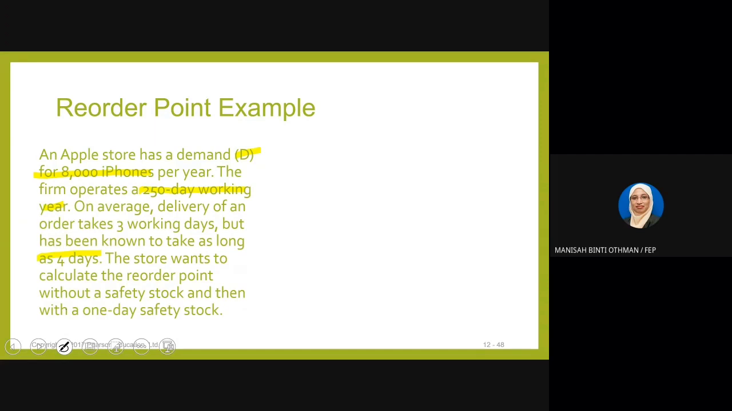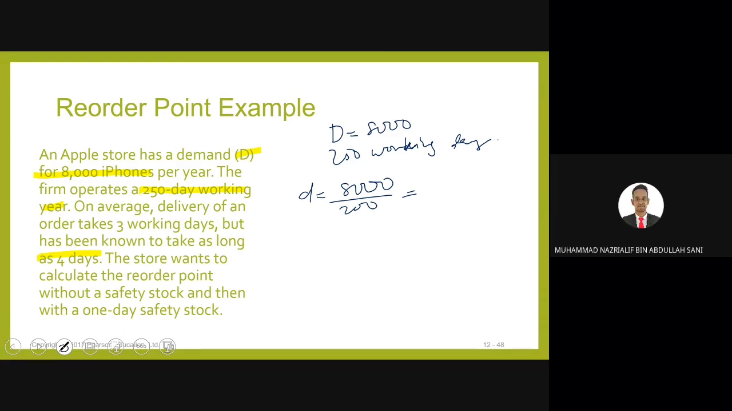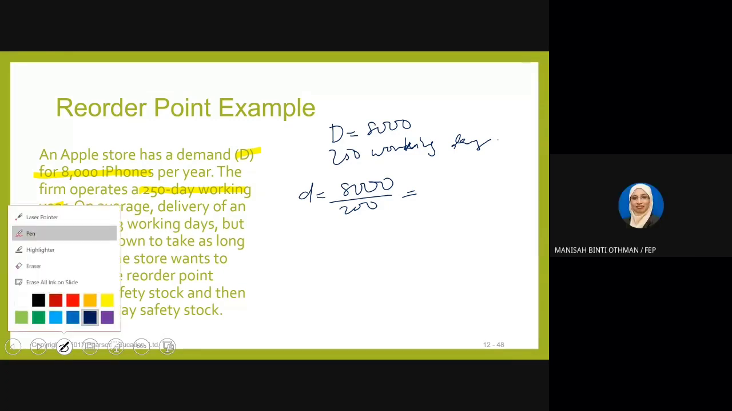So the demand is 8,000, divided by the number of working days, which is 250. Then you can calculate the daily demand. How to calculate the daily demand? 8,000 divided by 200, so 40? But divide by 250, right? 250. Calculate: 32.